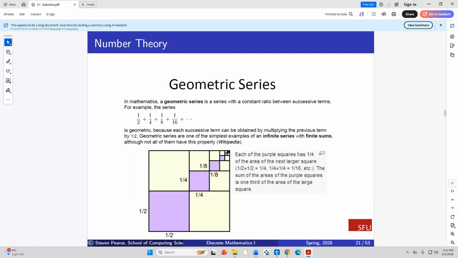How about geometric series? Everybody knows what a geometric series is. If you've taken calculus, geometric series converge. Harmonic series doesn't: 1 plus 1/2 plus a third plus a quarter. So the harmonic series does not converge. The geometric series does.